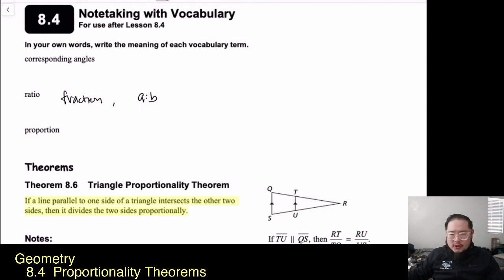When it comes to proportion, typically proportions, we've written them as something that looks like this, where we have two fractions that are equal to each other. So think equal fractions. For example, like 1/2 is equal to 2/4. Those would be an example of a proportion. So we use proportions right here.